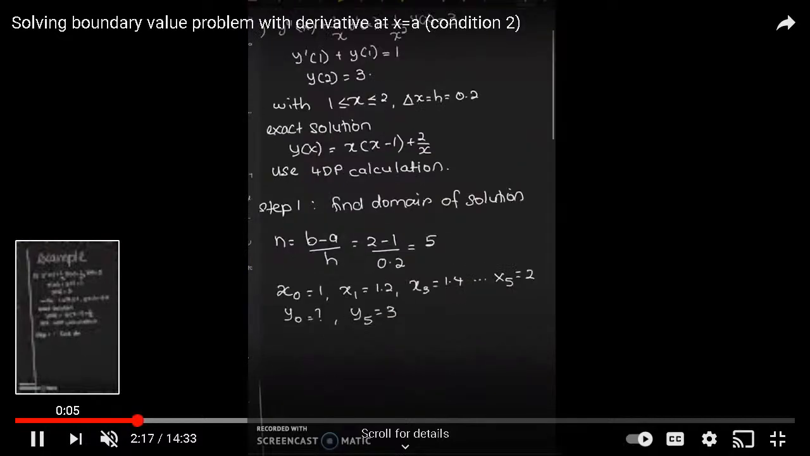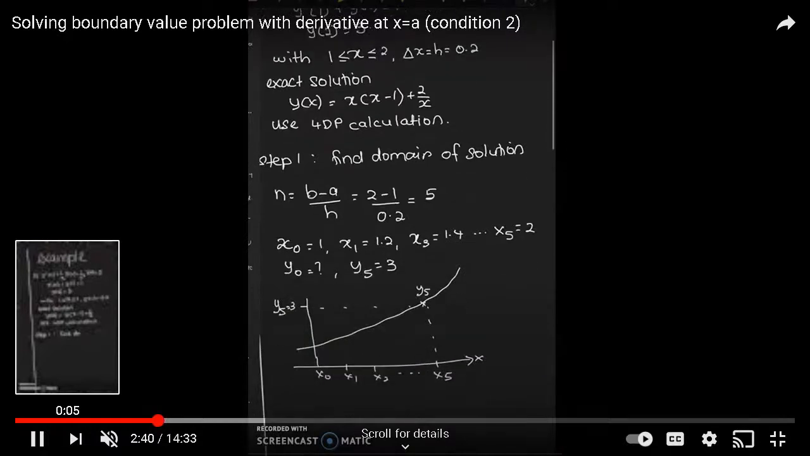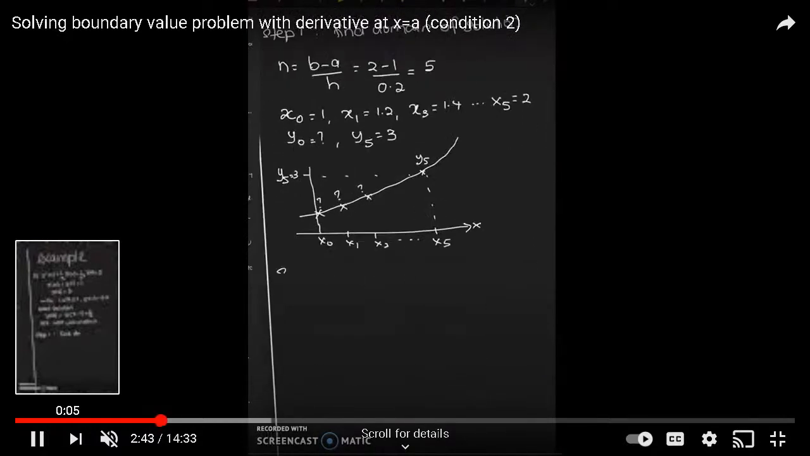So you know where the location of x and y is. Come on, I draw you the graph. x is between x0 up to x5. When x5 equals 2, y5 equals 3. The temperature behavior at the last point is 3. Now we want to know the value when x equals 0, 1, 2, 3, and 4. Because the early boundary is a derivative, the derivative at x equal to a is condition number 2.